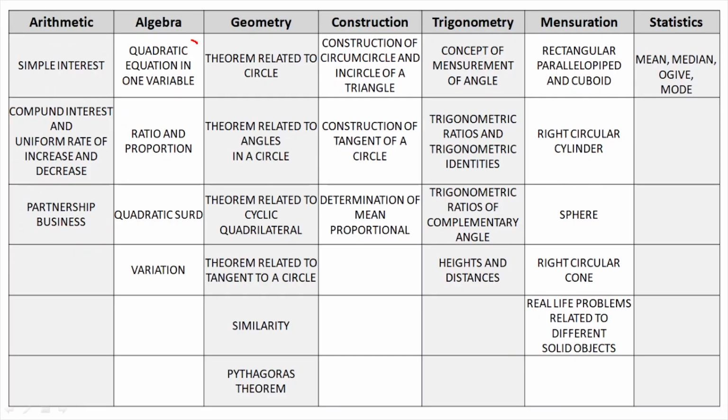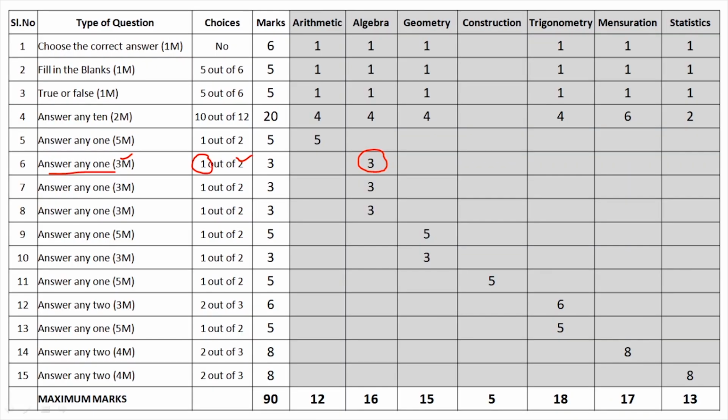Question number 6 will be from quadratic equation in one variable. There will be 2 questions, both from quadratic equation. Okay, 2 questions will be there and both from quadratic equation, and you have to do any one of those questions. So question number 7 will also be from algebra. Okay, there will be 2 questions and you have to do one.